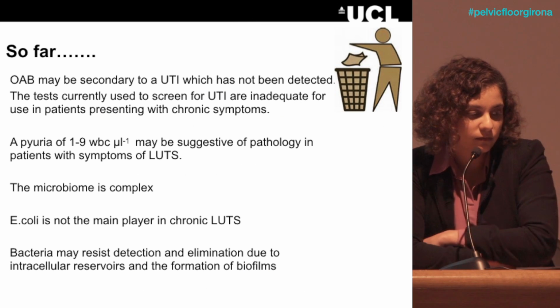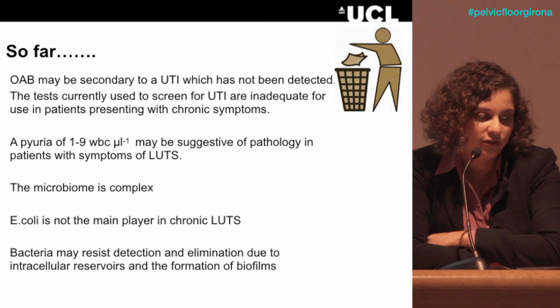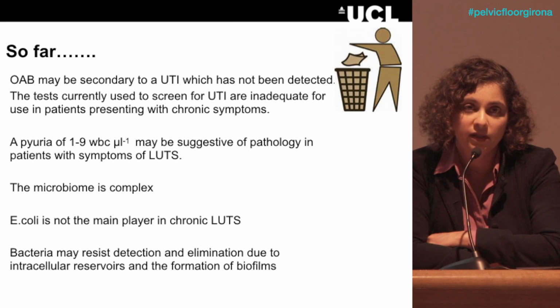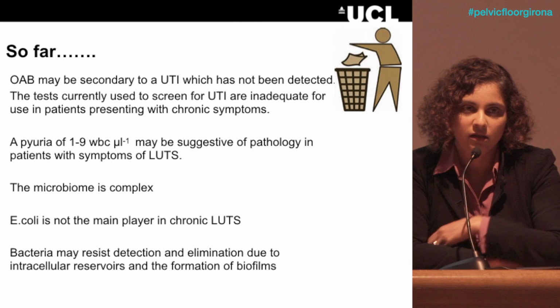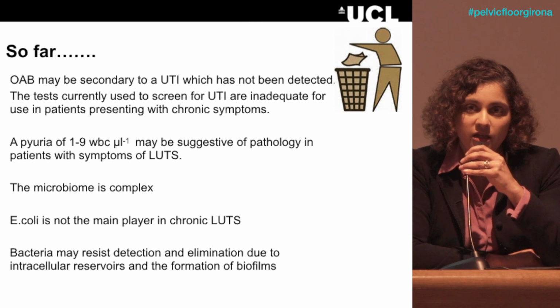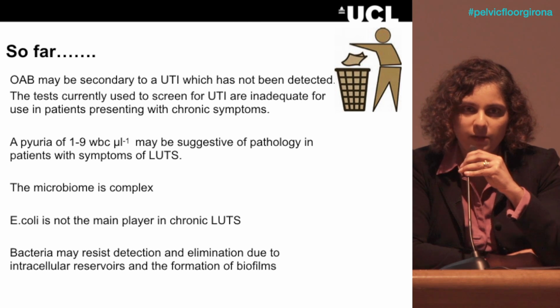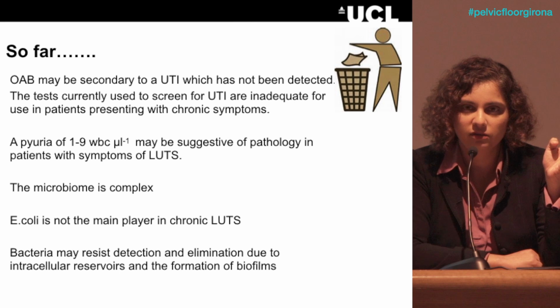Okay, so what have I told you so far? Overactive bladder might be secondary to a UTI that we haven't actually picked up because we can see some of the shortcomings in the tests that we use to detect infection. Now, we talked about pyuria of more than 10 being significant, but like we said, this was a cutoff. And actually, it's more than likely that the actual excretion rate of white cells is much less than 10 in a normal individual or asymptomatic individual.